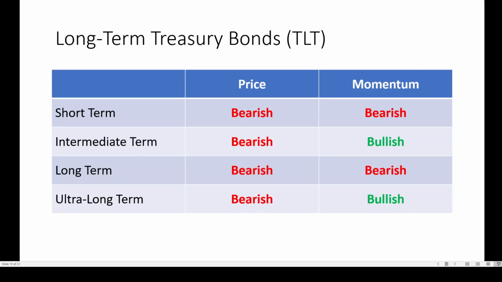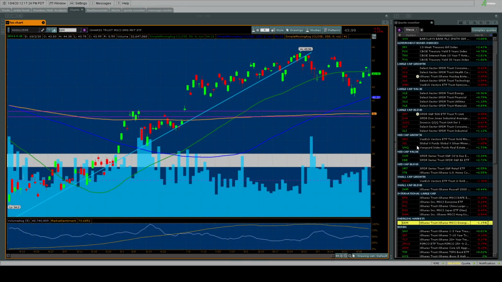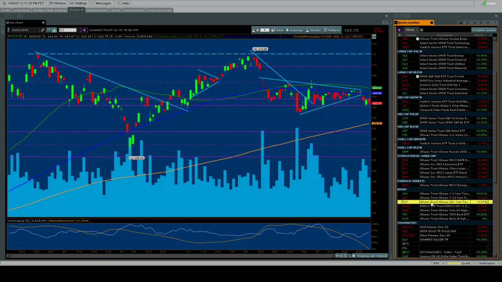On to long-term Treasury bonds, being the self-appointed bond king. We can't go without looking at this. And yes, on price, it's absolutely bearish. And on momentum, it's kind of flip a coin between the different signals. You can see it's bearish, bullish, bearish, bullish. Now, you have to understand that personally, I am bullish on the bond market, and my research says be bullish on the bond market. But from a price perspective, it's not bullish at all.